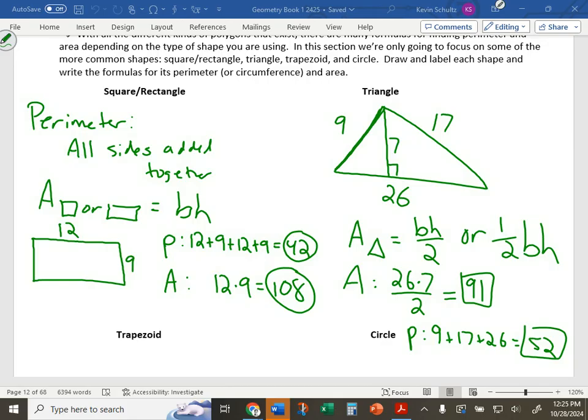So the true height of something is from top to bottom. In the context of a triangle, it's from that top point connecting to the base at a right angle. That's the key there, at a right angle. All right, trapezoid.